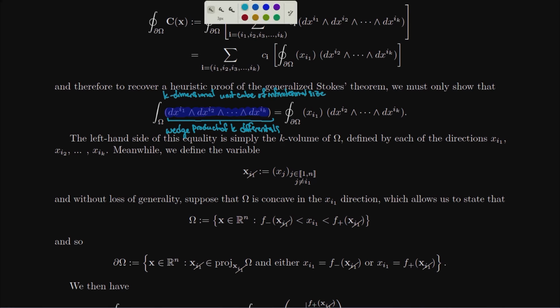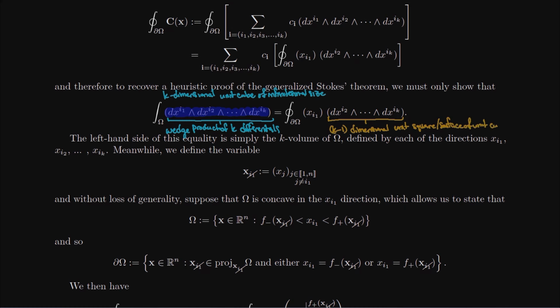And what we have on the right-hand side here, this is a k minus 1 dimensional, I'll call it a unit square. It's one of the surfaces, right? So this is a surface of the unit cube of infinitesimal size. And that surface of the unit cube of infinitesimal size is being scaled by xi1 over this boundary of the domain.